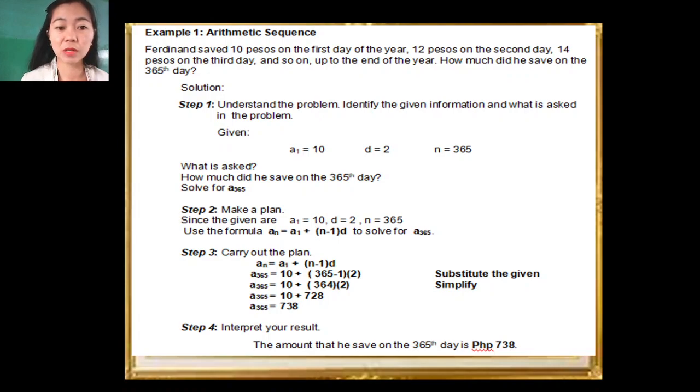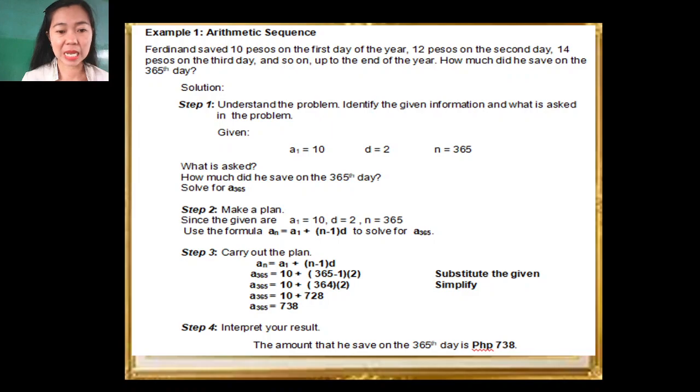So we are going to solve for a sub 365, the 365th term. For step 2, we need to make a plan. Since the given are the first term, which is 10, the common difference, which is 2, and the number of terms, which is 365, the formula for this will be a sub n is equal to a sub 1 plus the quantity n minus 1 times d, looking for the value of a sub 365.